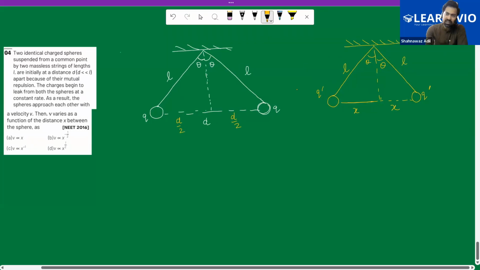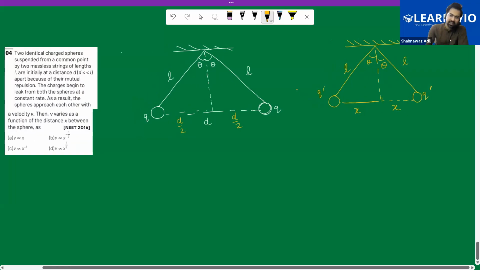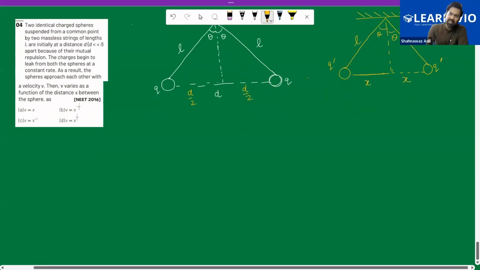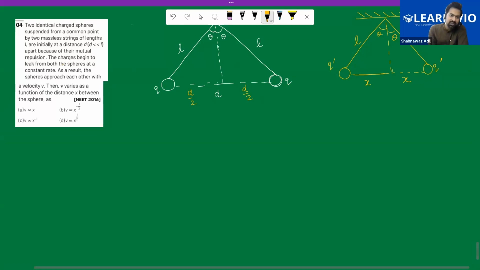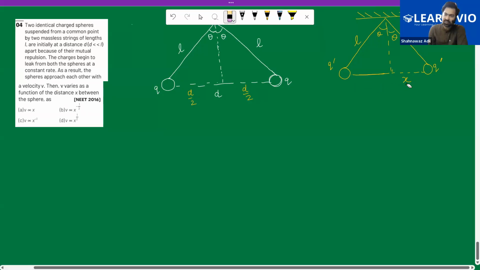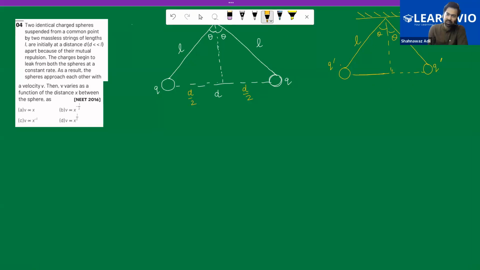Now let's say that the angle remains the same, right? So we have fixed this angle. The charge begins to leak from both the spheres at a constant rate, as a result, the spheres approach each other with a velocity. Then v varies as a function of the distance x between the spheres. This whole distance is x, right? This would be x by 2, and this is x by 2, right?